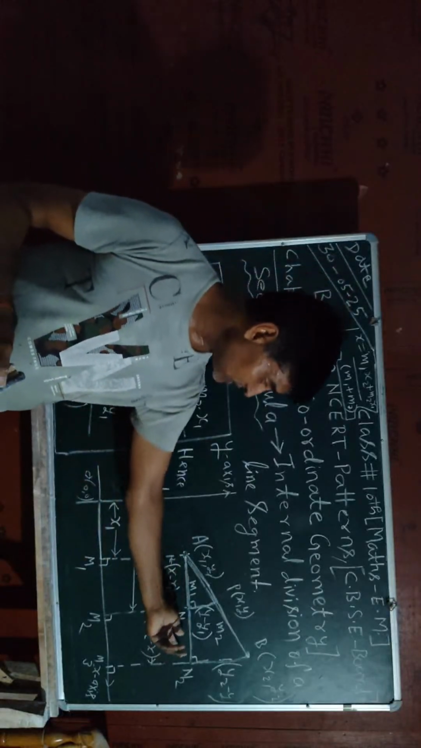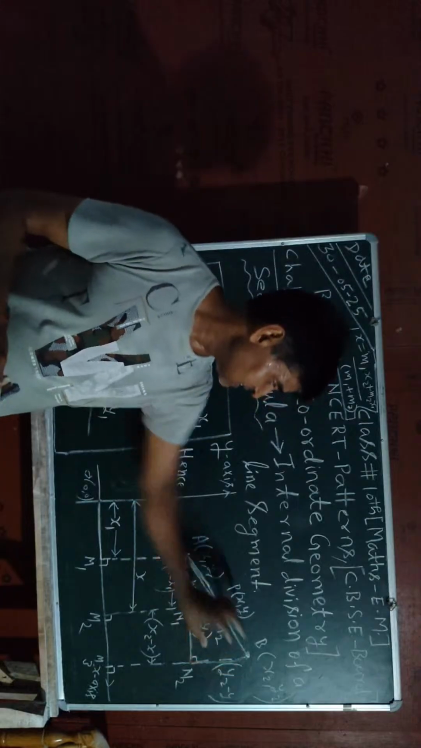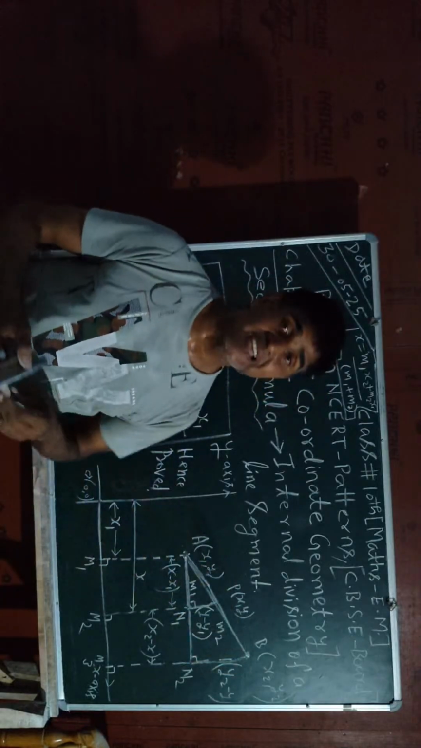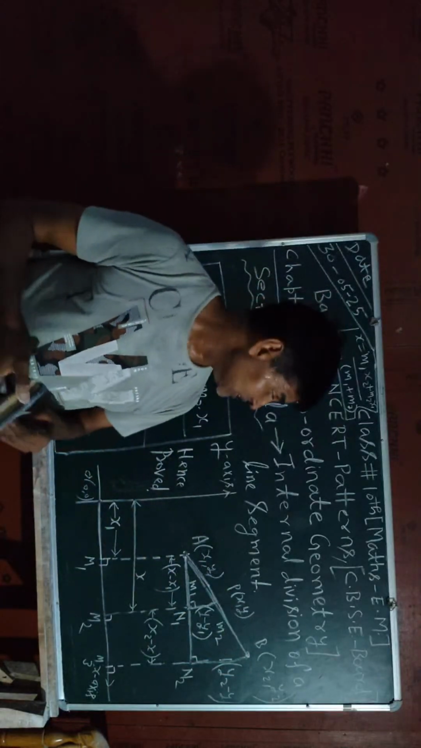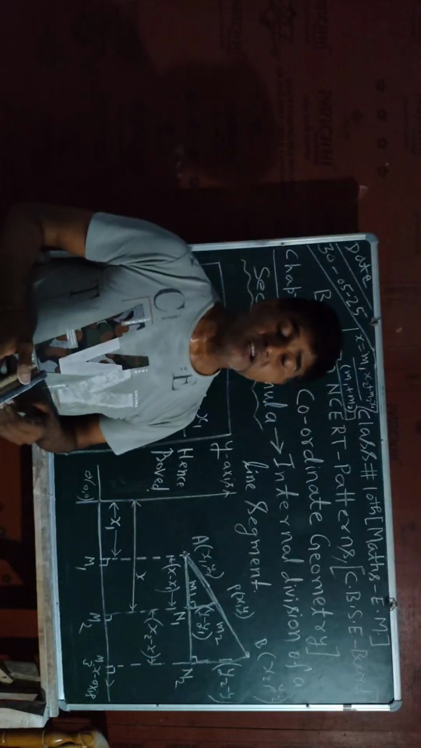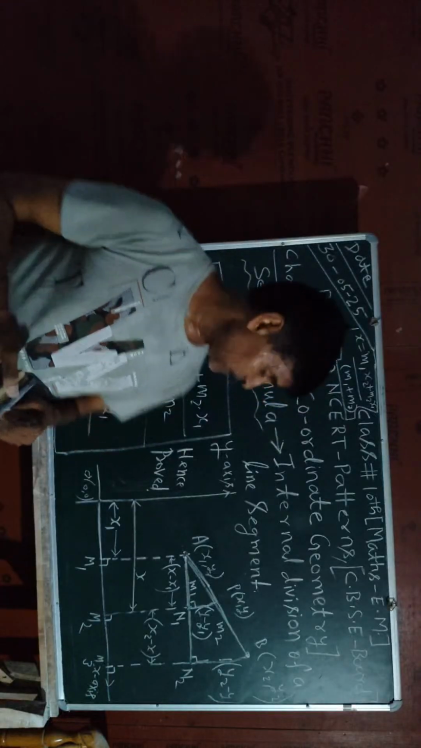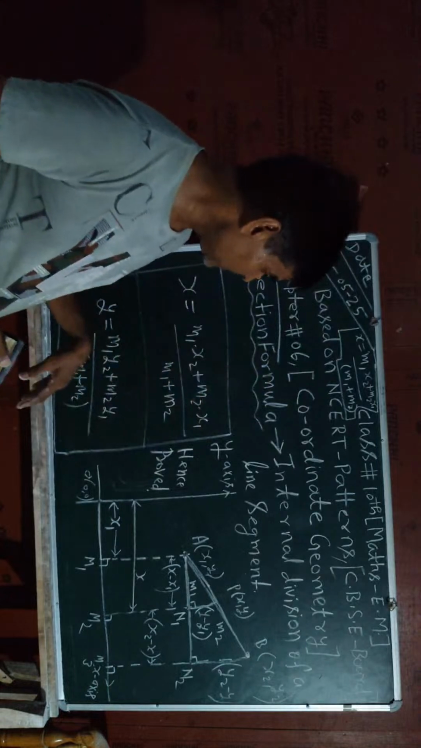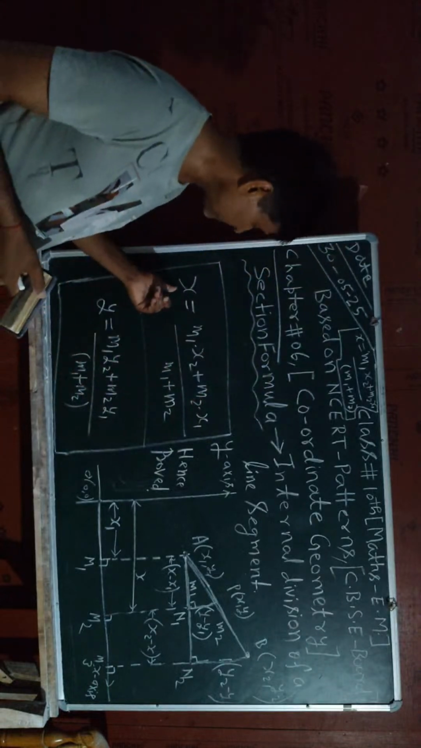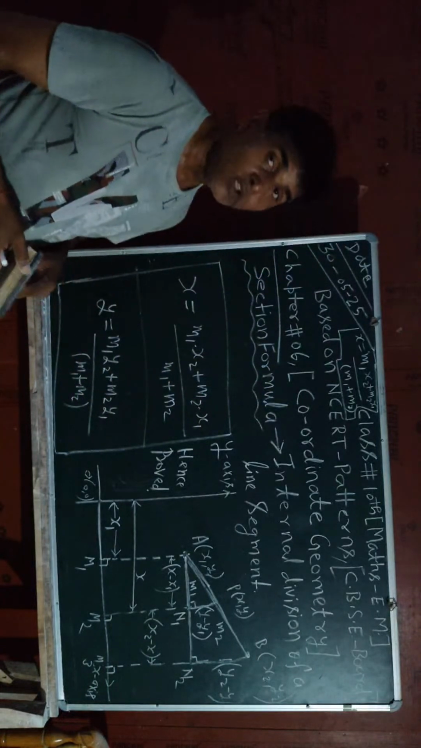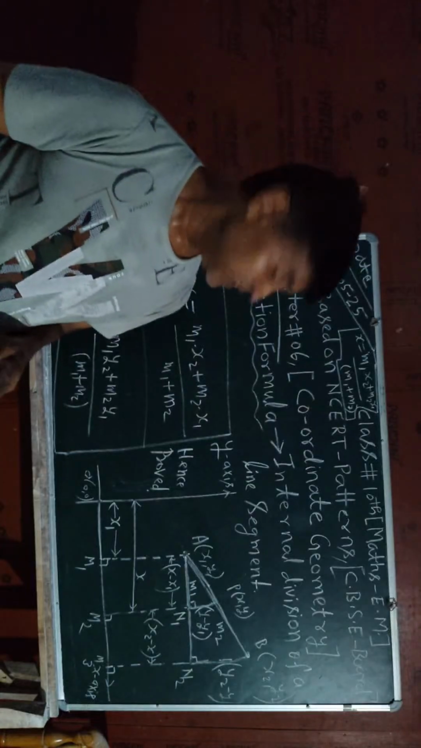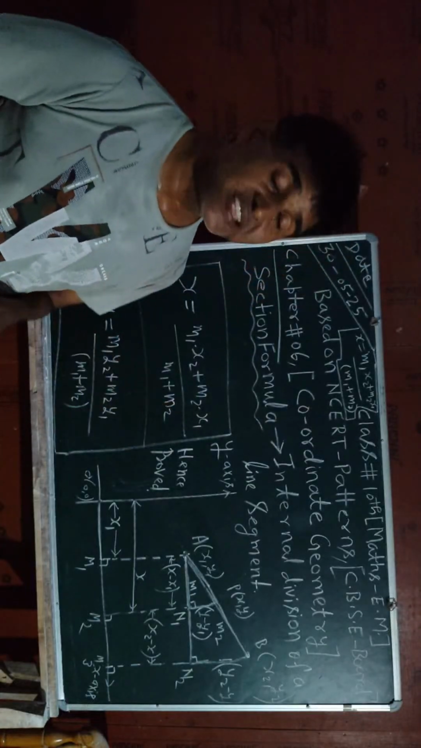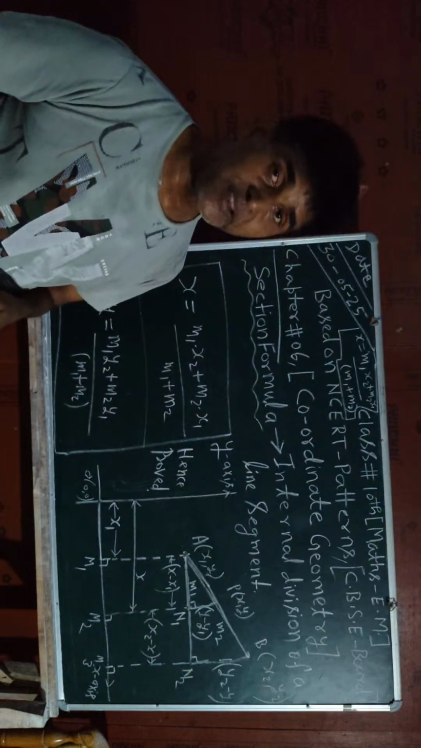Similarly, I have got this length, and also this length and this length. Because these two triangles are similar, the corresponding ratios will be equal. So after equating and simplifying, I have got the values of x and y. In this way, the concept can be explained in detail.